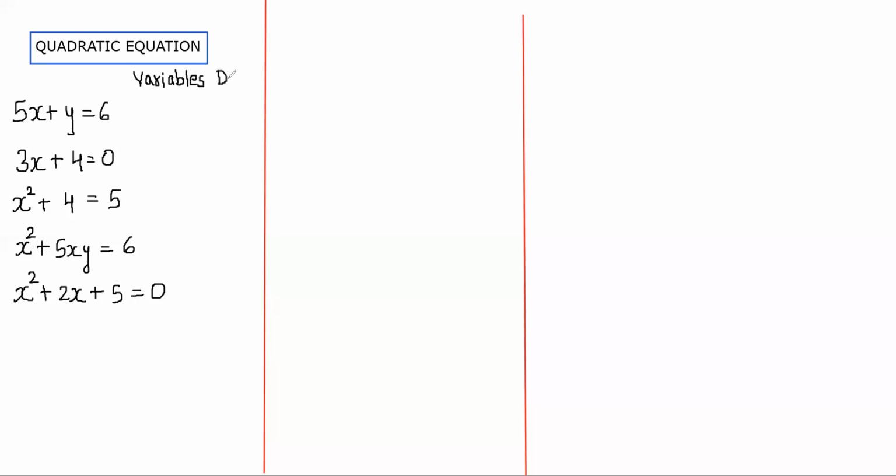Degree means the highest index, right? Now let us start. In the first equation, how many variables are there? We have two variables, x and y. What is the degree, the highest index? The highest index is 1. Second equation, how many variables do we have? We have only one variable, that is x. What is the degree here? The degree is again 1.